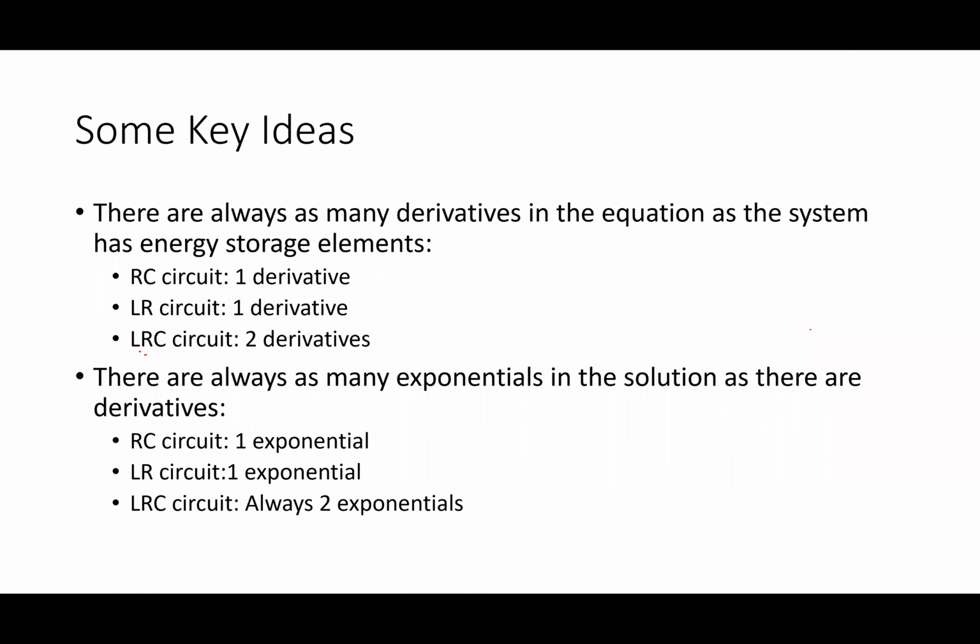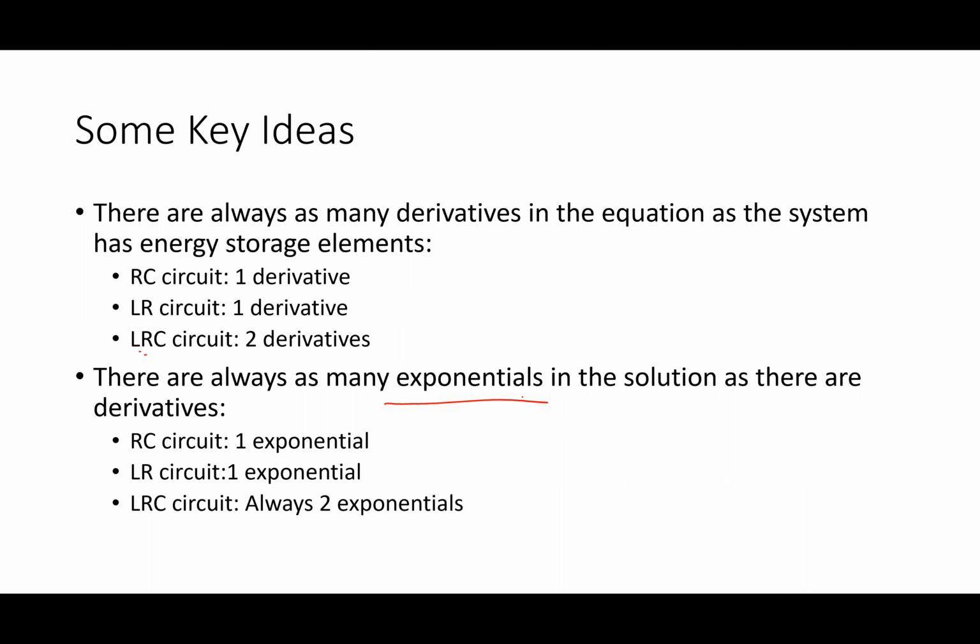A couple of key ideas that I always think about here, and I touched on this already. There always should be as many derivatives as you have energy storage elements. An RC circuit, 1; an LR circuit, 1; an LRC circuit better be 2. And the number of energy storage elements directly relates to how many exponentials I have in my solution.